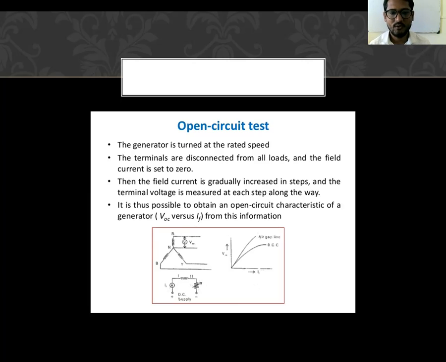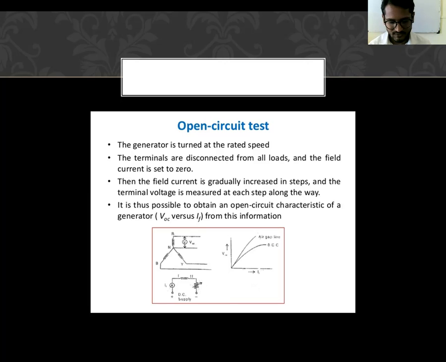First of all, we have to perform the open circuit test. Here the alternator is run at rated synchronous speed and the load terminals are kept open, that is, no load is connected to the alternator. Next, the field current is set at 0. This condition is called the open circuit test.